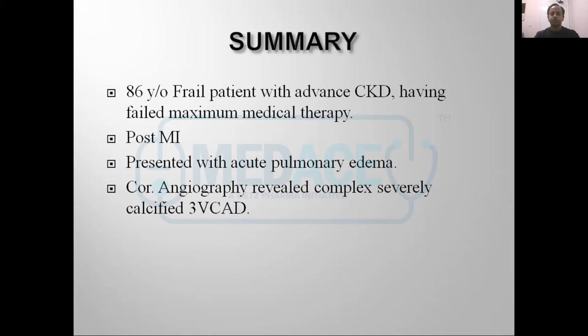So in summary, it was an 86-year-old frail patient with advanced CKD having failed maximal medical therapy. He presented post-MI with acute pulmonary edema, and the coronary angiogram showed complex, severely calcified three-vessel disease.